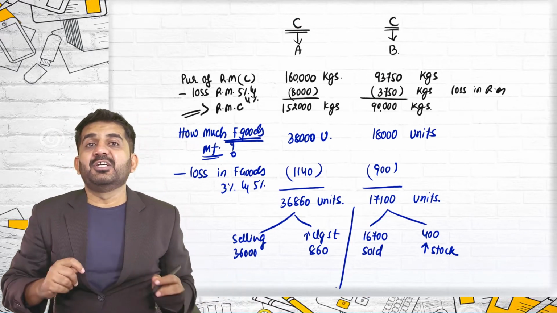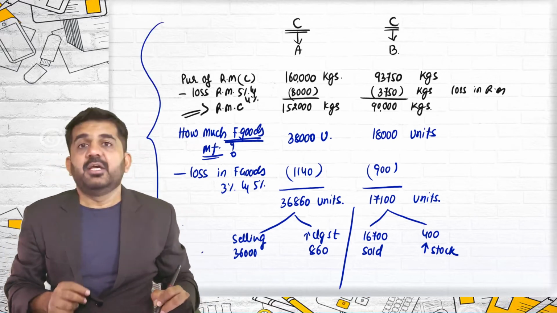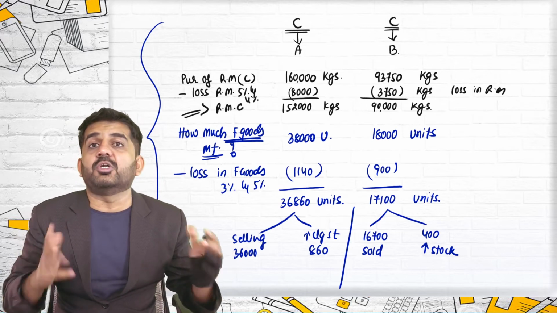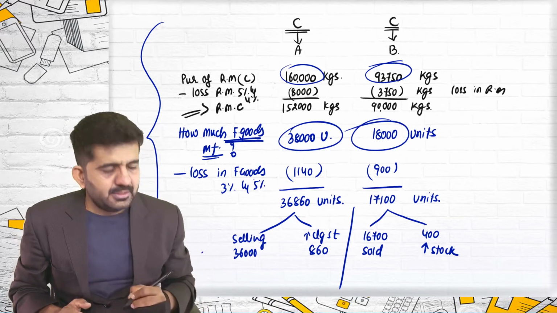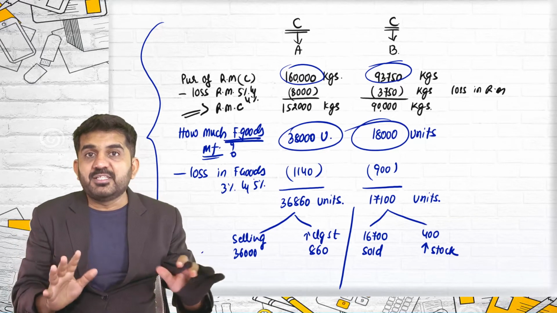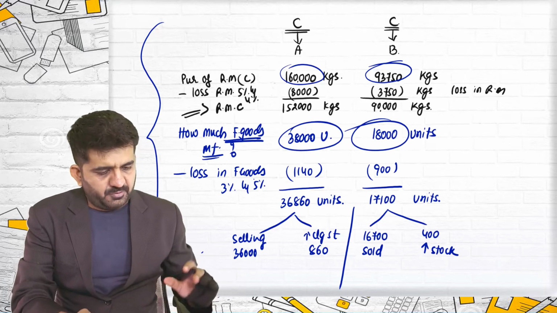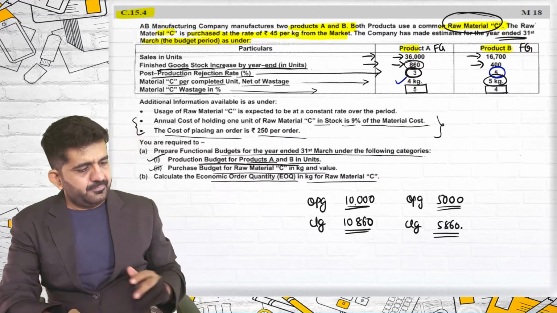Are you getting it? This is the understanding of the question. This is what is actually happening in the industry. You are given some figures and you are told to find out other figures like this, and these figures are to be found out. But this is what is actually happening. This is the overview of the question. Once you understand this, the question becomes extremely easy.